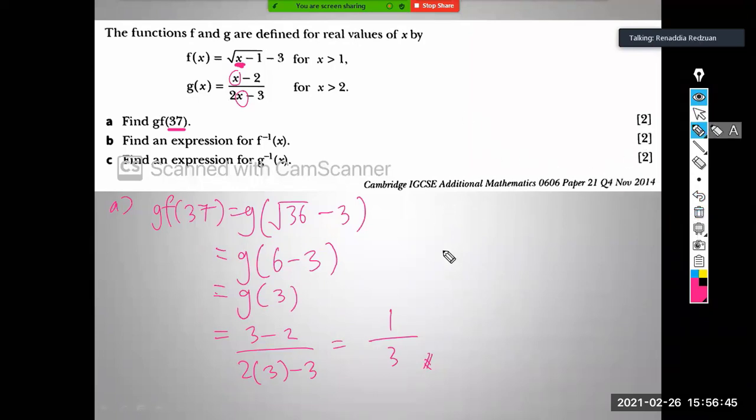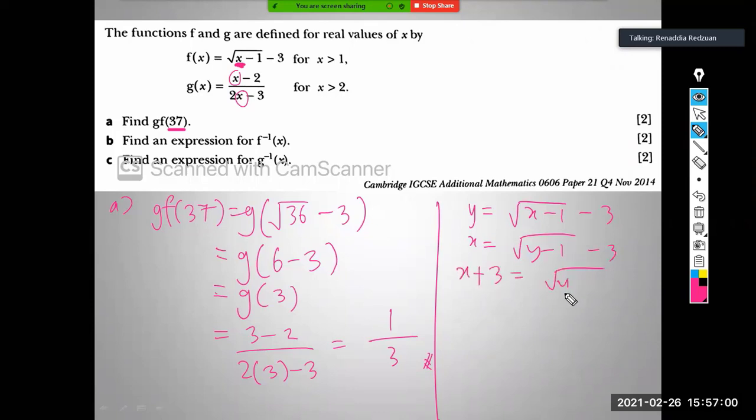Here I show the calculation for B. Inverse F. So Y equals, so interchange X and Y. And then make Y the subject. I move negative 3 here, and then remove the square root by taking the square. So I need to square the left hand side. Then move negative 1 here, it becomes plus 1 equal to Y. So Y here means this is the inverse of F.